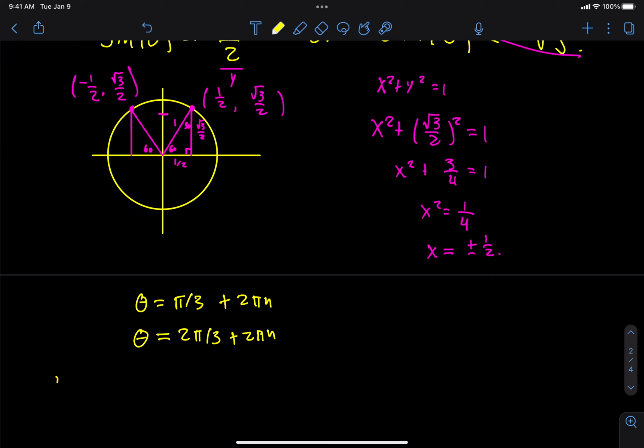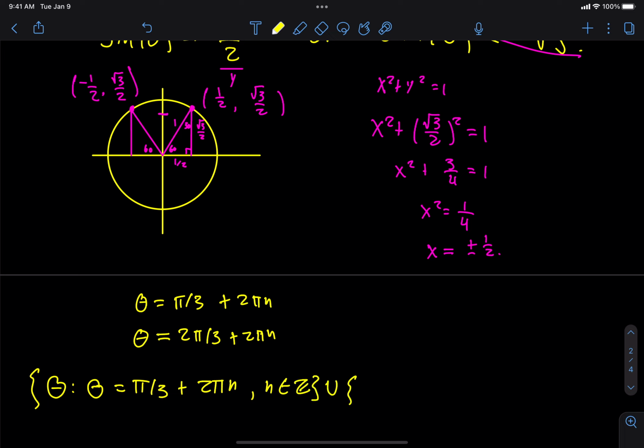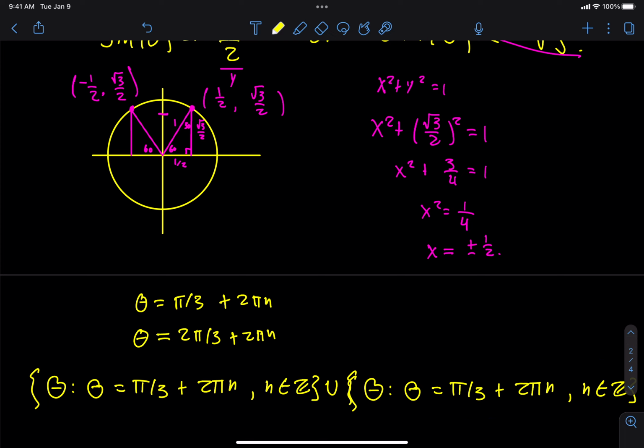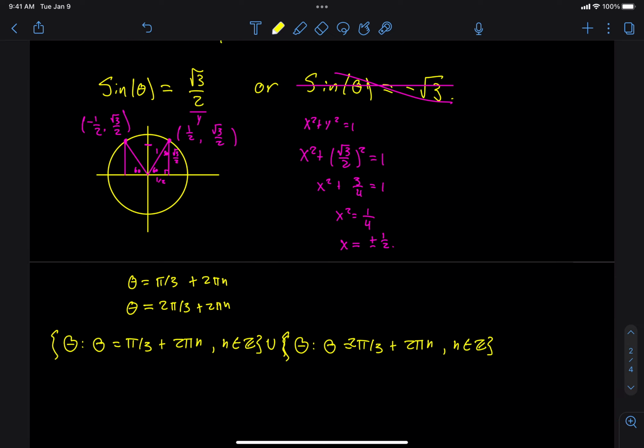Okay? So if you want to use set builder notation, you'd say like this: theta such that theta is equal to pi over 3 plus 2 pi n, n is an integer, union the same thing but with 2 pi over 3. Okay?